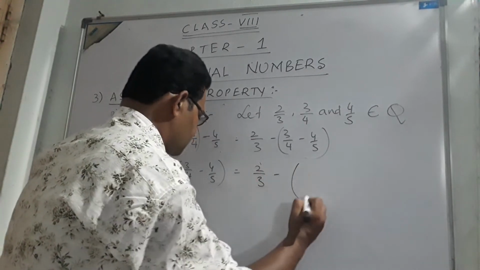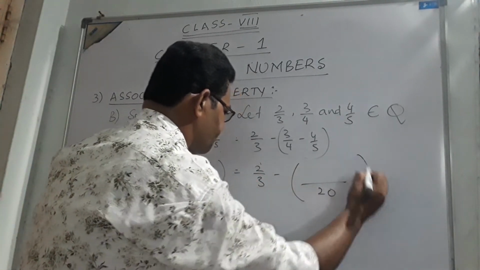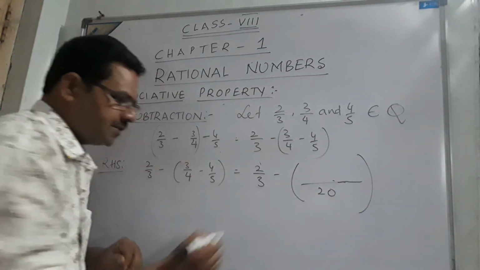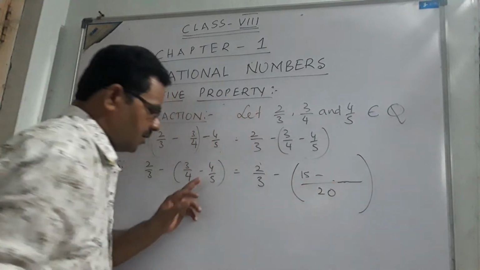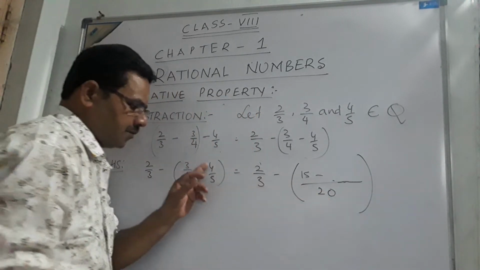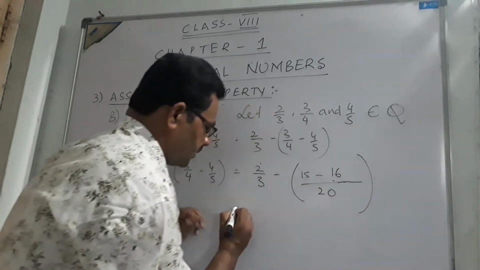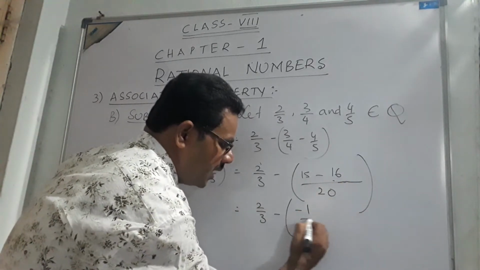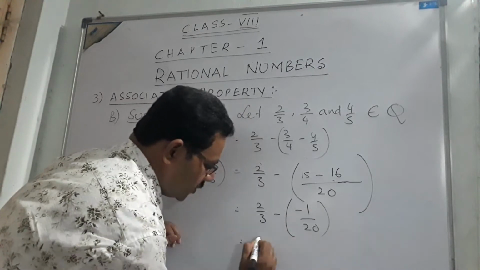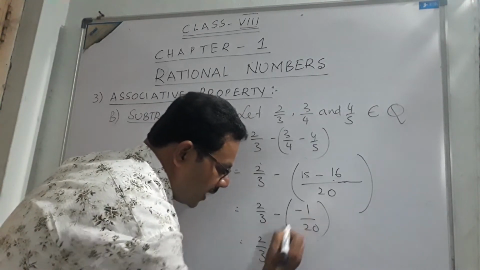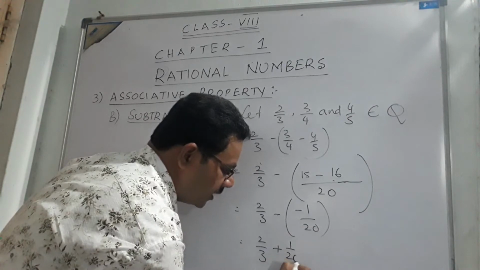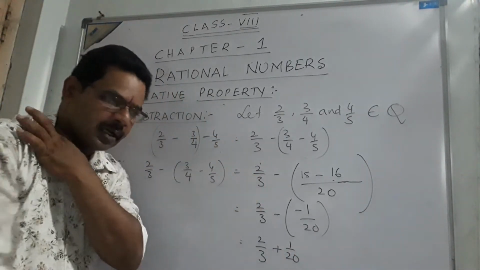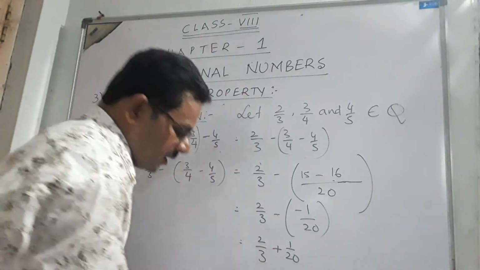No change. 4 5s are 20, that is the LCM. Okay. 4 5s are 20, 3 5s are 15, 5 4s are 20, 4 4s are 16. That means 2 by 3 minus (15 minus 16) is equal to minus 1 by 20. So 2 by 3 minus, minus into minus is equal to plus. Already we learned this. 1 by 20. So actually it is subtraction, but here we have to do it as addition.